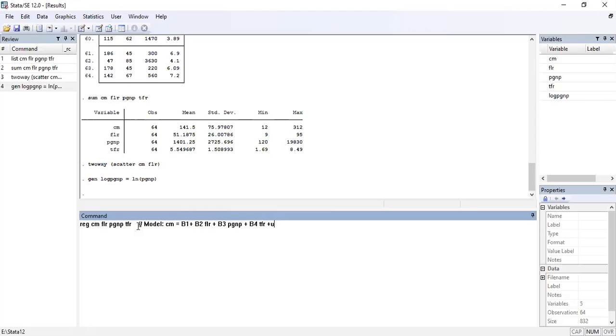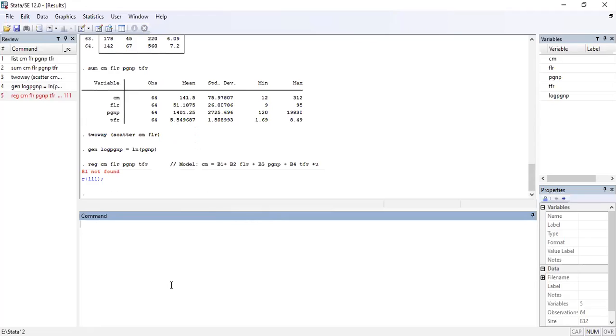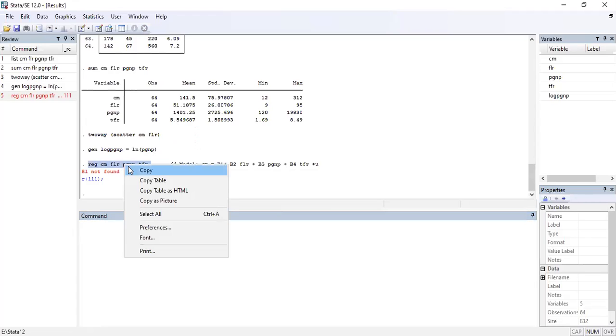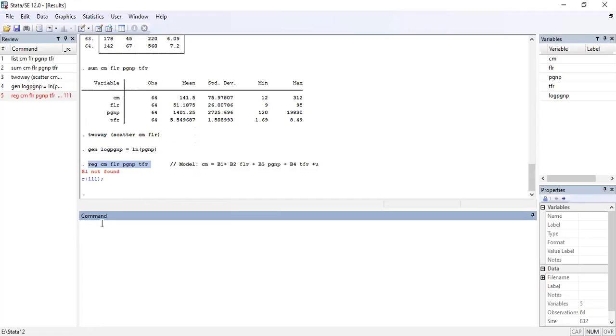Everybody with me here? For us as econometricians, you have to be careful about the model. Don't do it mechanically. If you don't know the model, then it's obviously a problem. So let's see if we can. Not found. They are not taking this. Okay, I'll do it again.